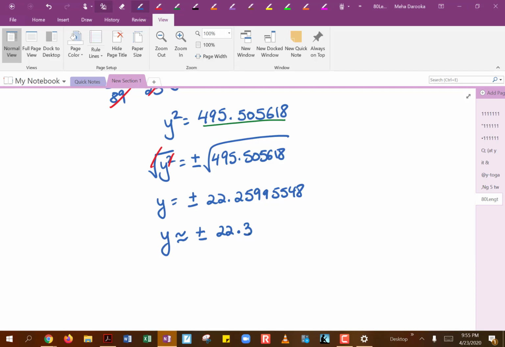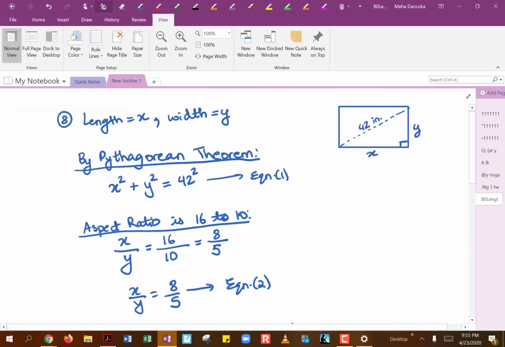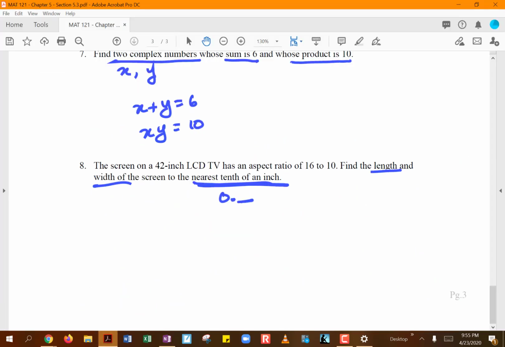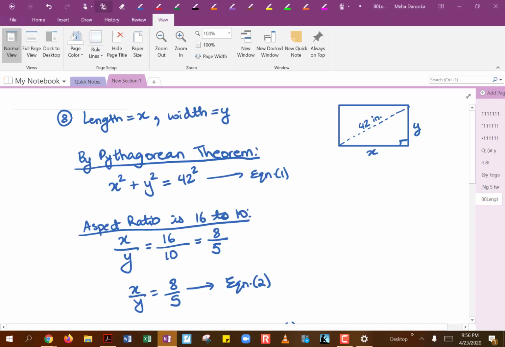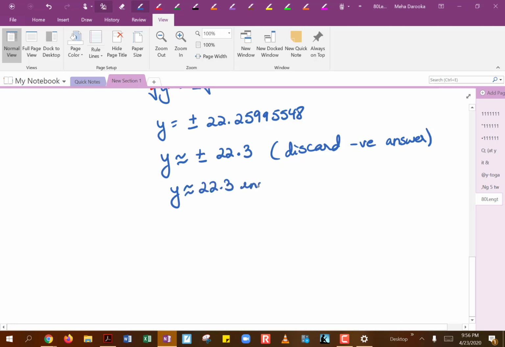as our rounded answer. But remember, we are finding, and this is an application problem, because we are finding the length and the width of this television set, right? Or sorry, of the screen of our TV. So in this case, of course, you know your answer cannot be a negative number, which means we can go ahead and discard our negative answer, which means y is just going to be the positive 22.3, and this is going to be in inches because it's a 42-inch TV, right?